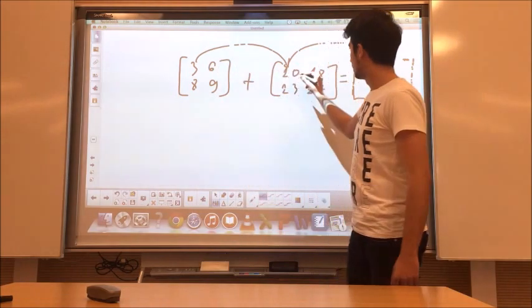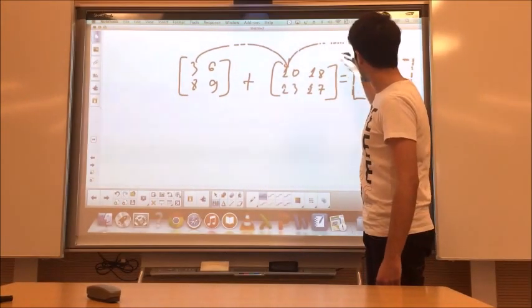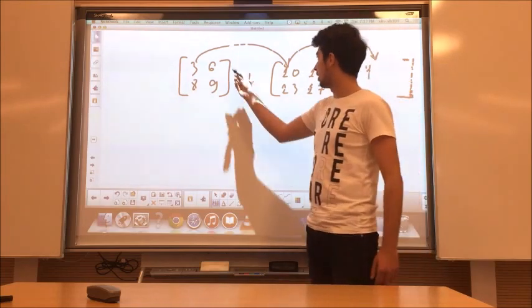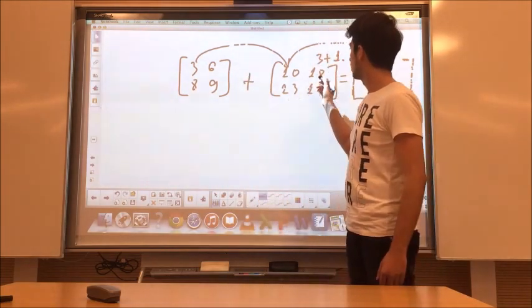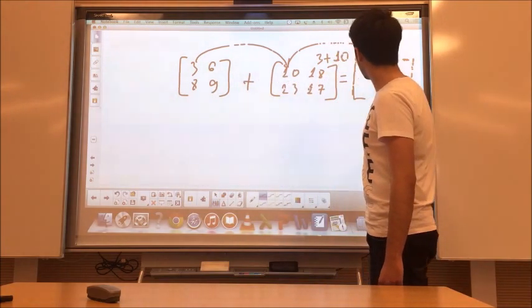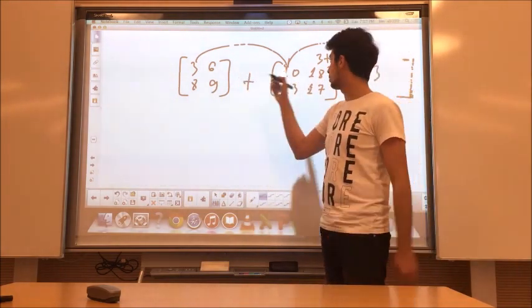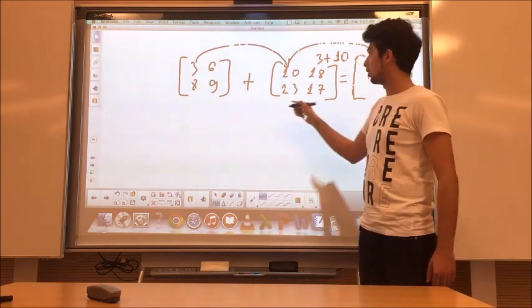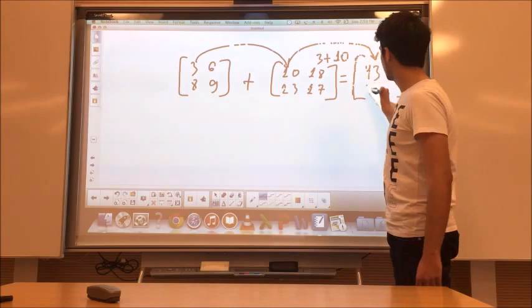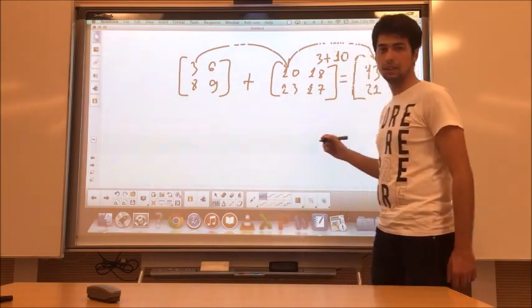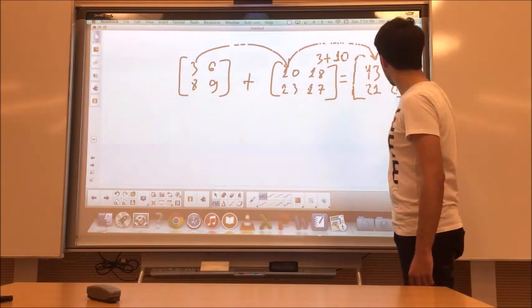3 plus 1 is equal to 4. Then the same, 3 plus 10 is equal to 13. Then 6 plus 18, 24. 13 plus 8, 21. 9 plus 17 is equal to 26.